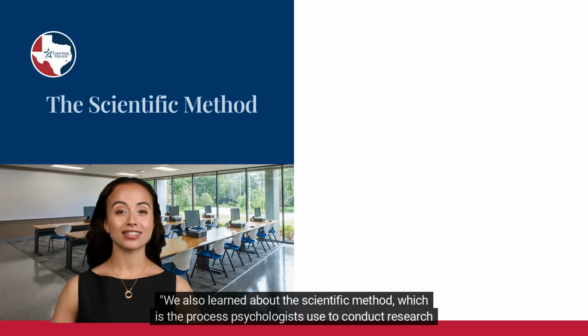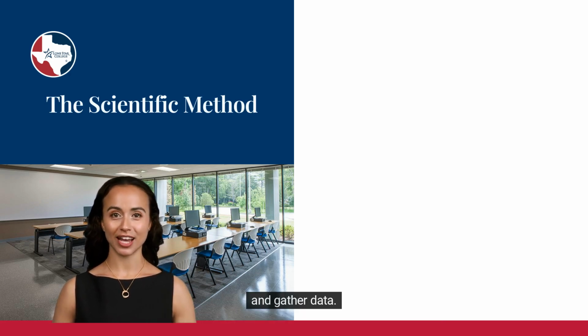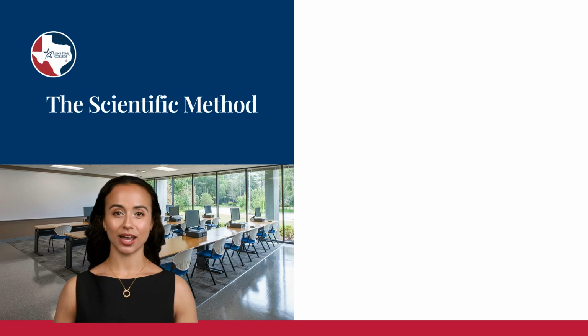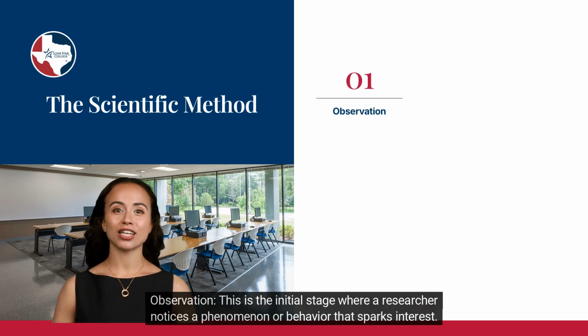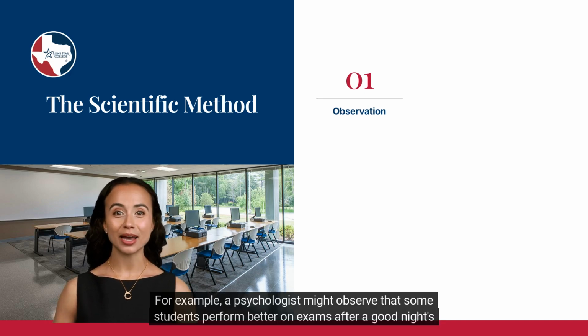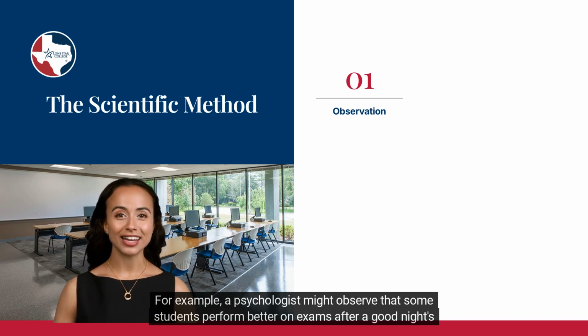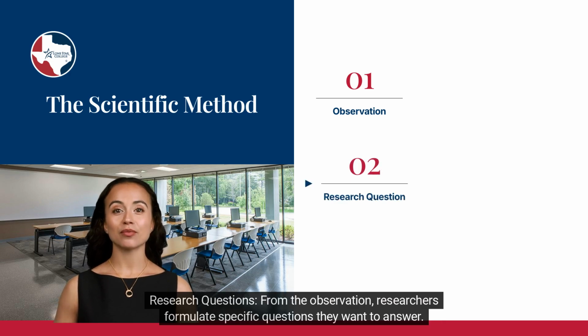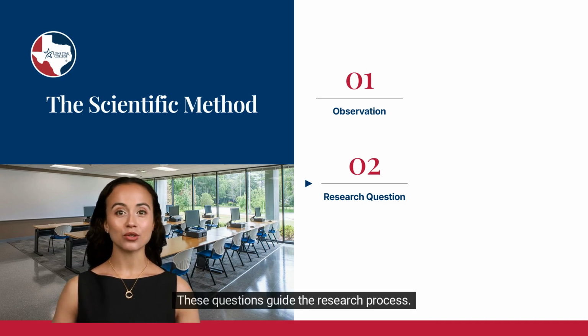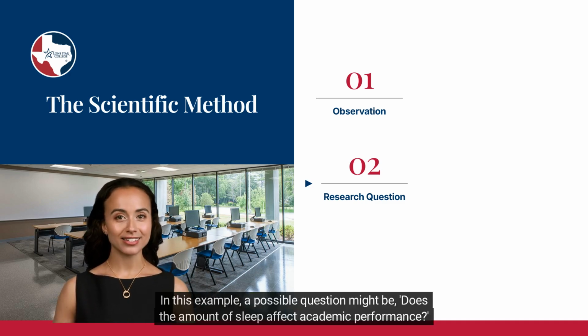We also learned about the scientific method, which is the process psychologists use to conduct research and gather data. It involves several key steps. Observation. This is the initial stage where a researcher notices a phenomenon or behavior that sparks interest. For example, a psychologist might observe that some students perform better on exams after a good night's sleep. Research questions. From the observation, researchers formulate specific questions they want to answer. These questions guide the research process. In this example, a possible question might be, does the amount of sleep affect academic performance?